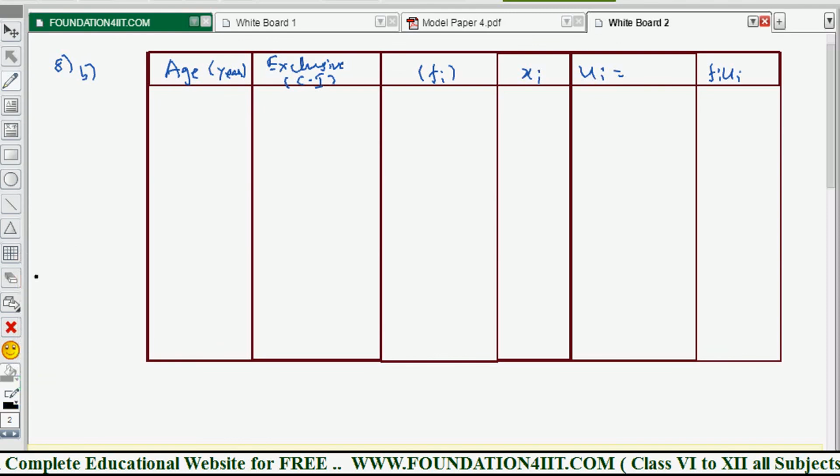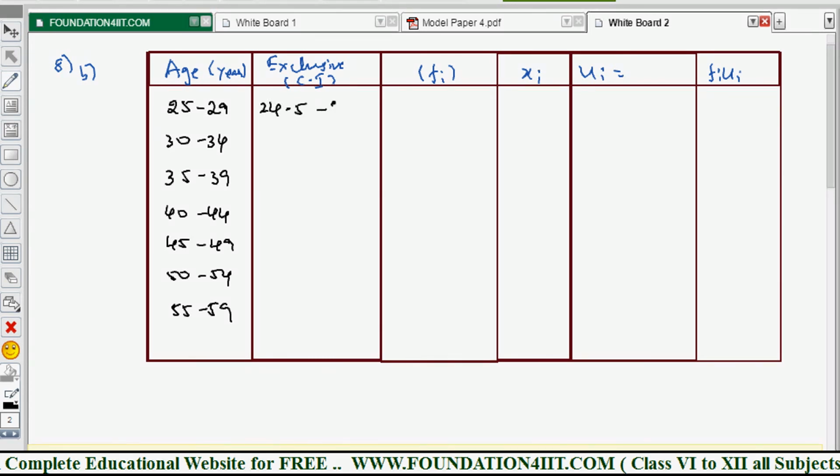So ui value, okay, let me take this data first. In the given values, age in years: 25 to 29, 30 to 34, 35 to 39, 40 to 44, 45 to 49, 50 to 54, 55 to 59. This is given. To find the mean, we compulsorily need the exclusive case. That is, subtract 0.5 and add 0.5. So 25 to 29 becomes 24.5 to 29.5. Next we get 29.5 to 34.5.